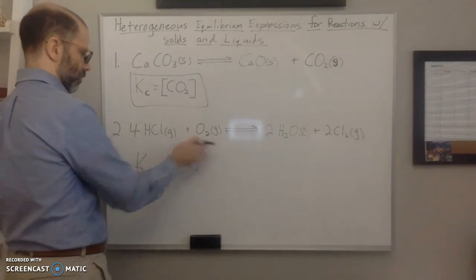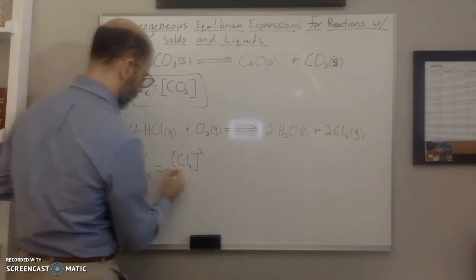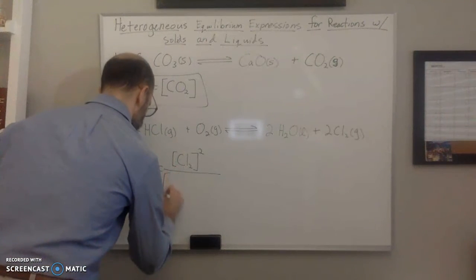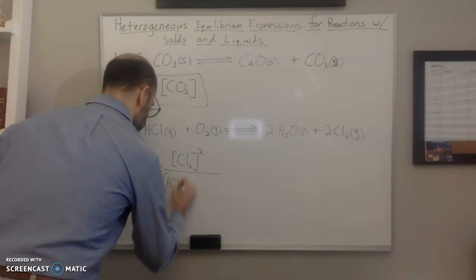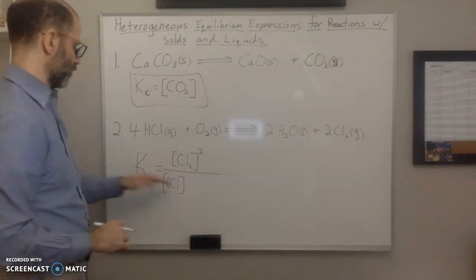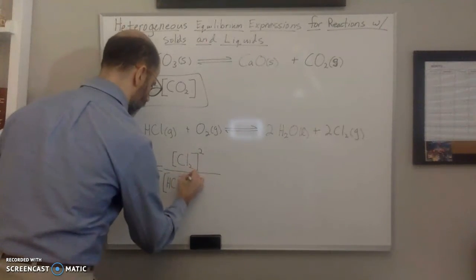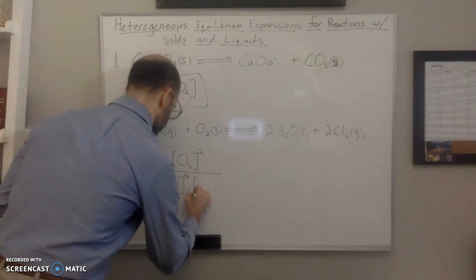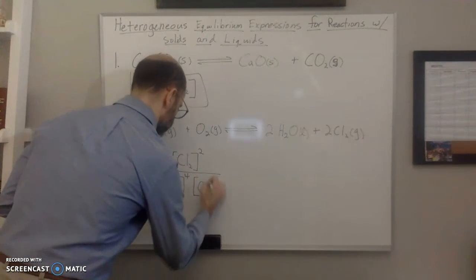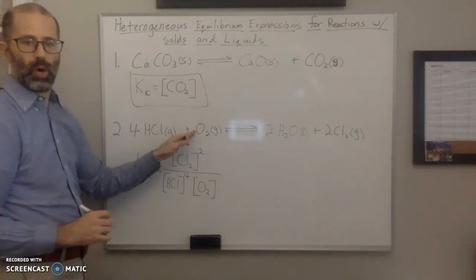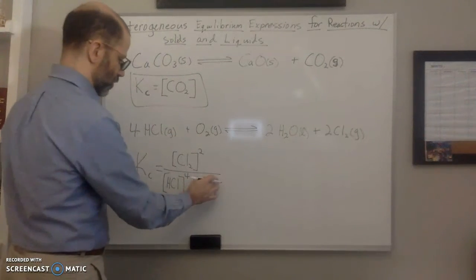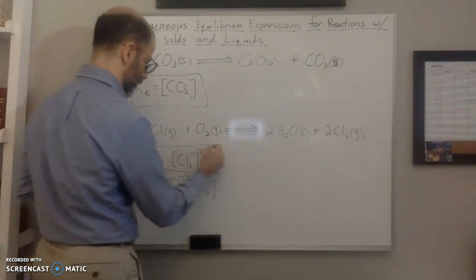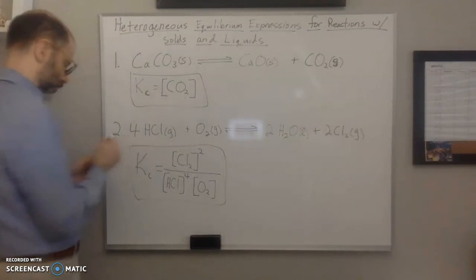So now what about our reactants? The reactants are going to go on the bottom. We have HCl, so that's going to be 1 reactant, concentration of HCl raised to the power 4. And then we have oxygen, so we're going to multiply that by concentration of oxygen. And there's a 1 coefficient there, so there's going to be a 1 there. And that's it. So this would be the Kc expression for this reaction.